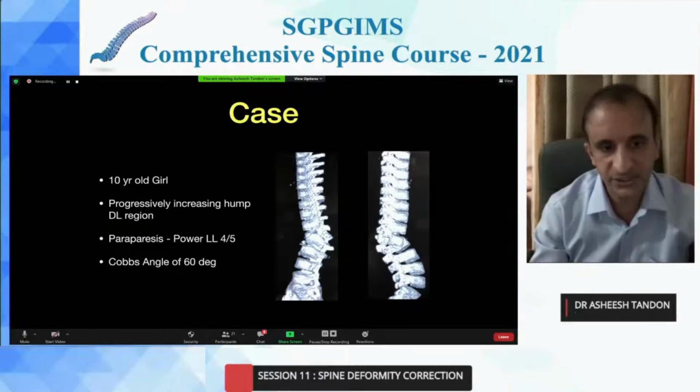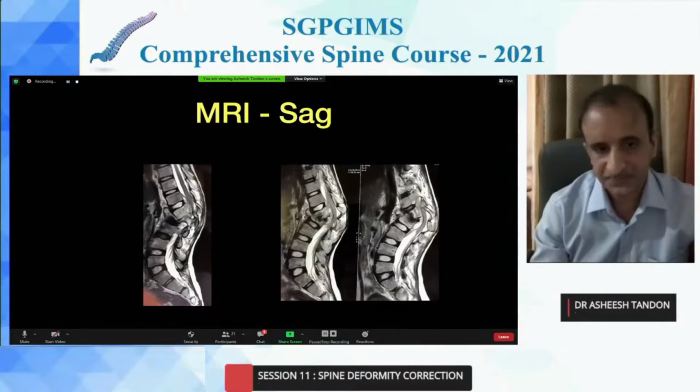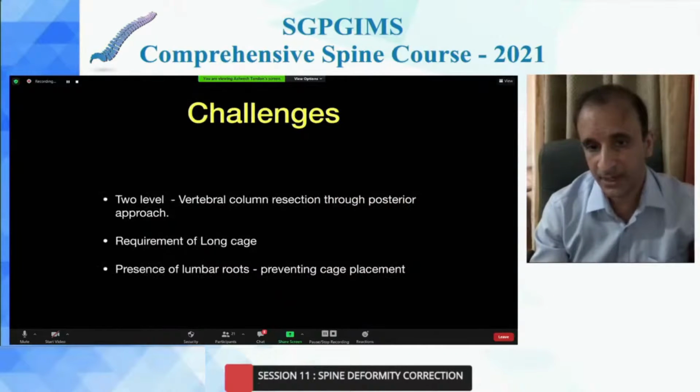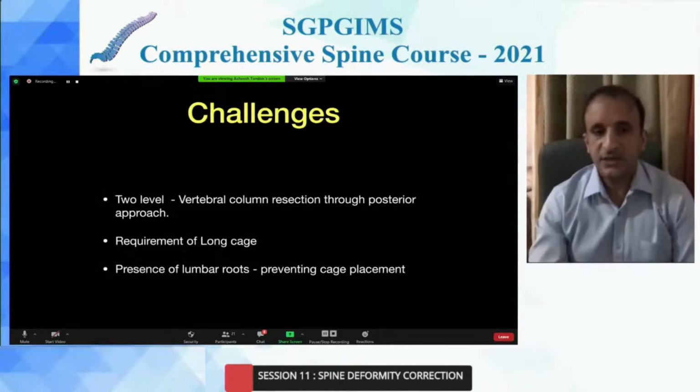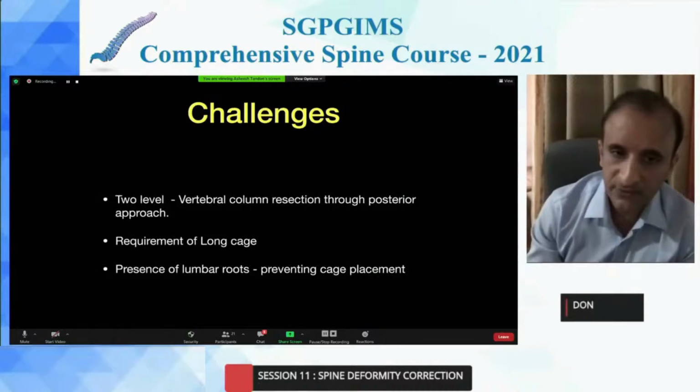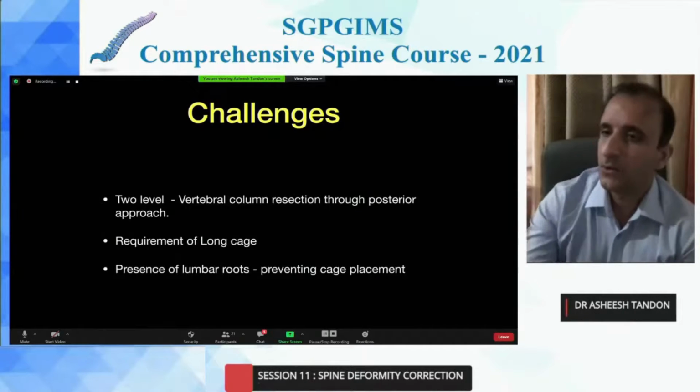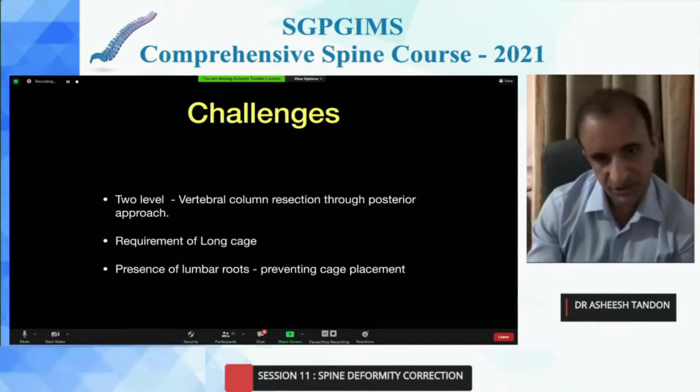The third case is a pediatric case of a 10-year-old girl with a progressively increasing hump in the dorsolumbar region, paraparesis, the power being 4/5, and a Cobb's angle of 60 degrees. This was her MRI. We had to undertake two-level vertebral column resection, all done through the posterior approach.